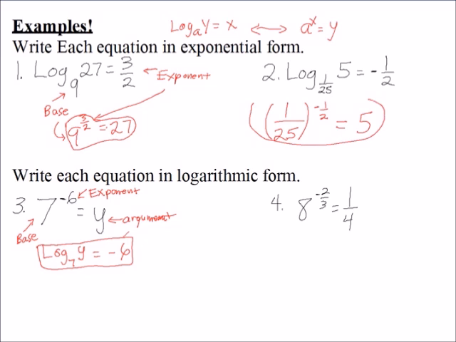And finally, this is going to be log. Here's my base, and here's my exponent. So log base 8 of 1/4. So what exponent do I give 8 to give me 1/4? And it has to be negative 2/3. Questions? Let's move on.